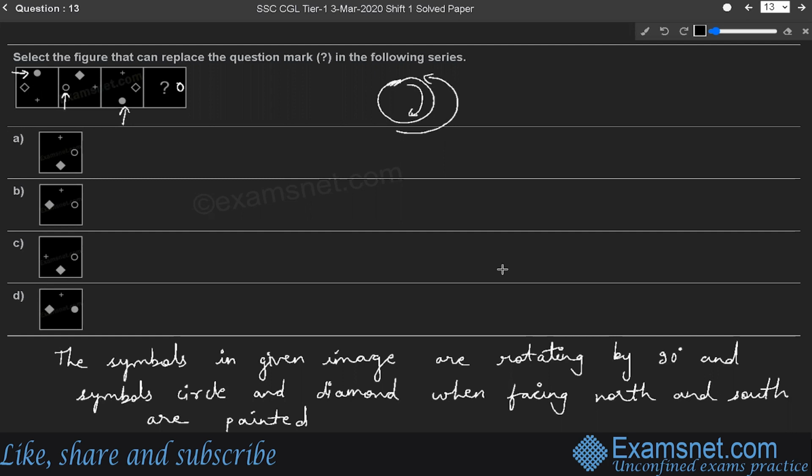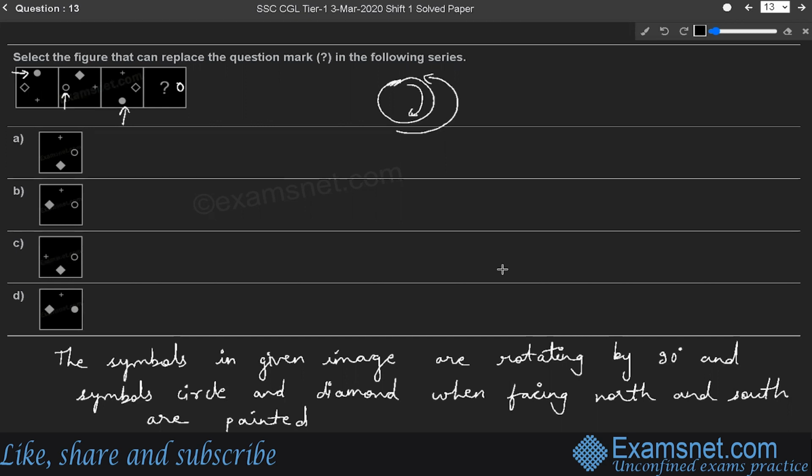You can also see a pattern here. First south, then west, then north, then the remaining direction is east, okay. In the first picture, circle was in north. In the second picture, circle was in west, okay. In the third picture, circle was in south. So now the remaining direction is east, okay. So in this picture, circle will be in the east.